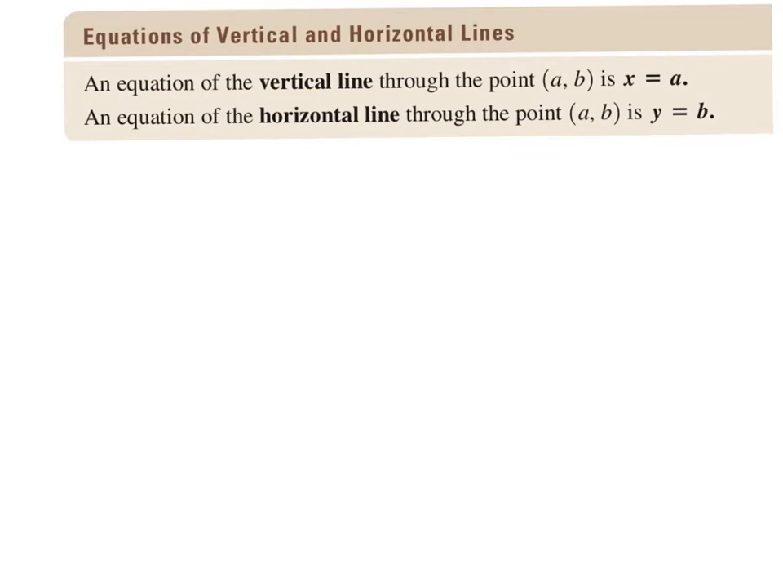A vertical line that passes through a point, since it's vertical, it goes through the x-axis, so it'd be x equals whatever the x-coordinate of the point is. And for the horizontal line that goes through the point, since it's horizontal, it would be going through the y-axis, so it'd be y equals the y-coordinate. Just so you know, a horizontal line has a slope of 0, and a vertical line has a slope that is undefined.